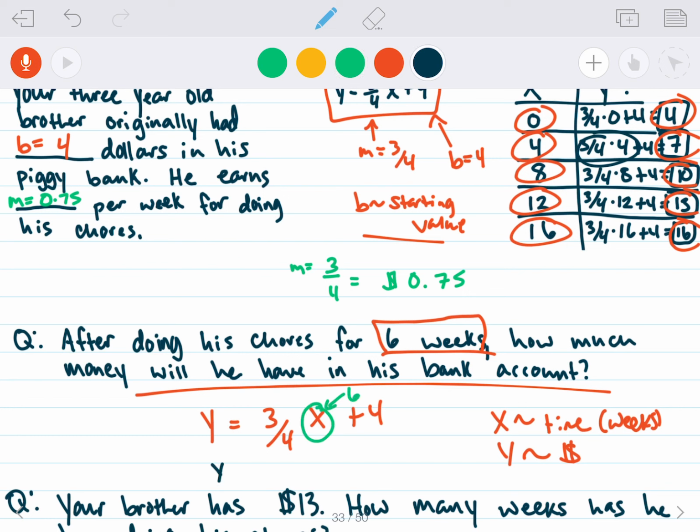So when we do that, we get y equals 3 over 4 times 6 plus 4. And that is going to simplify, let's see. So 6 times 3 over 4 plus 4. So it's going to have $8.50. And that's our answer there.